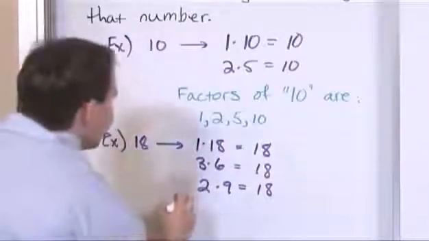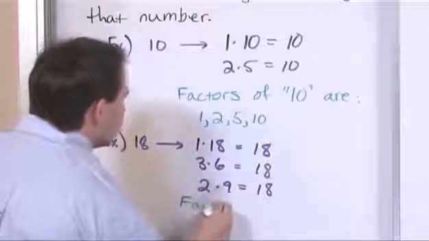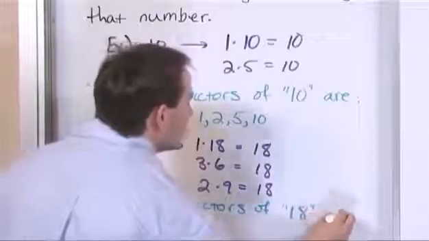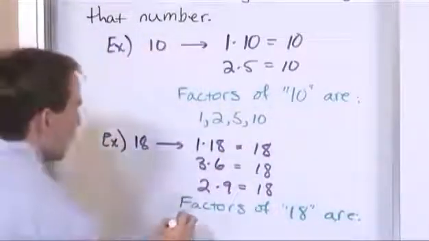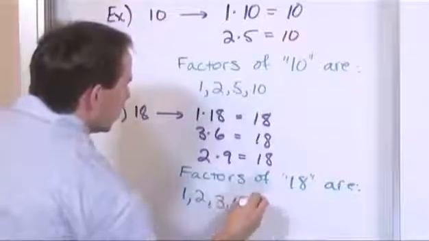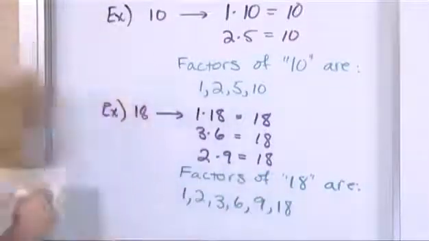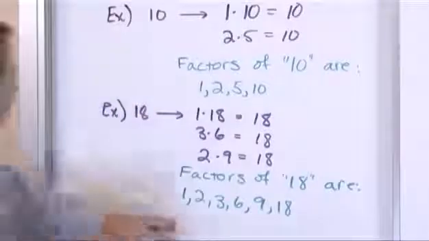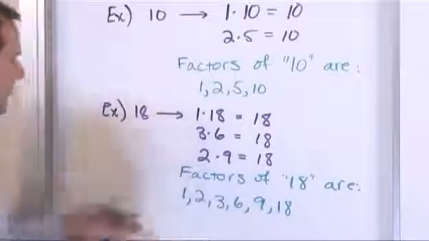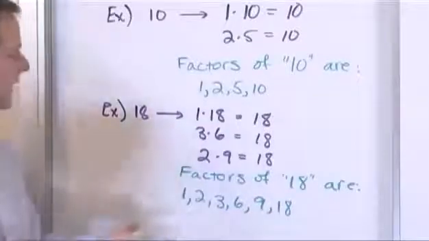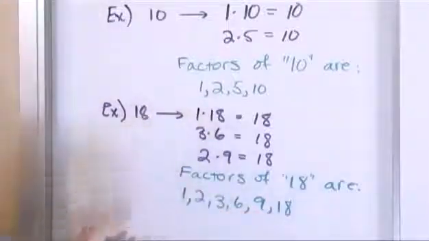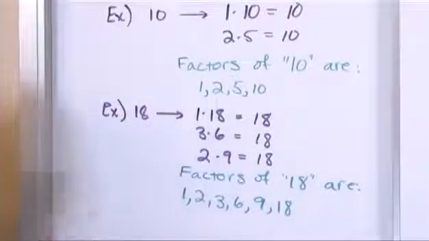So the factors of the number 18 are, you might guess, 1, 2, 3, 6, 9, and 18. Now I'm trying to put them in ascending order, but it really doesn't matter the order that you list them. These are just numbers, could be listed in any order that you want, such that every number in this list can be multiplied by something else to give you 18, you know?